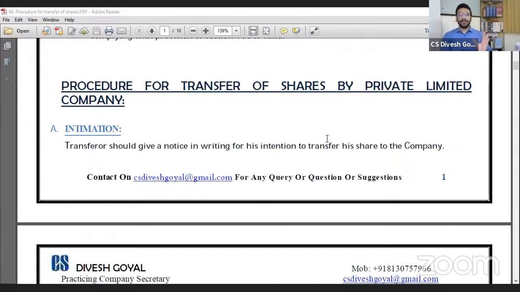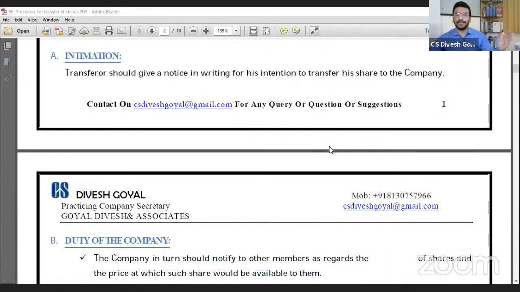Step number 1, the transferor shareholder should give a notice in writing to the company of his intention to transfer his shares of the company. The shareholder will send a notice to the company. In that notice, he will mention his intention that he wants to transfer his shares.